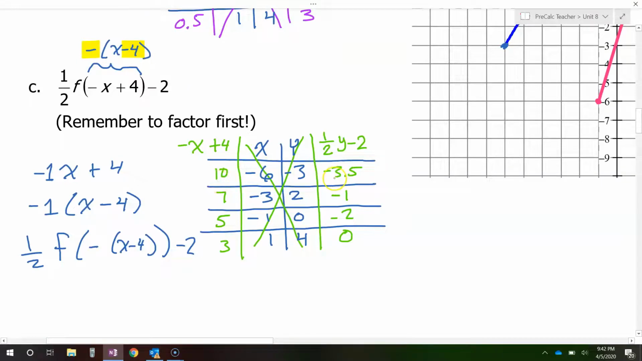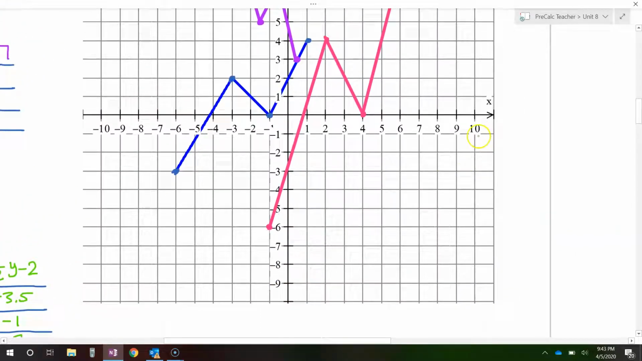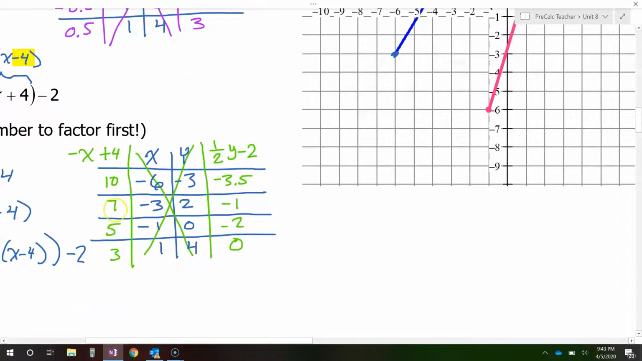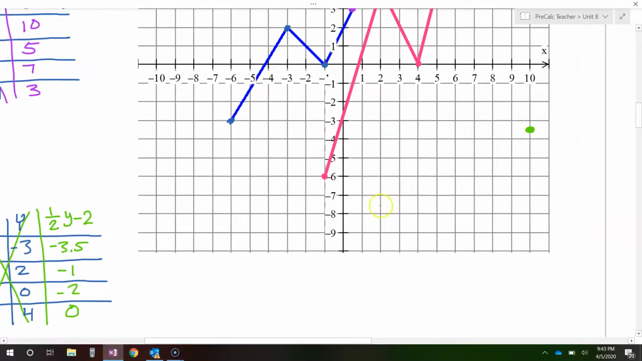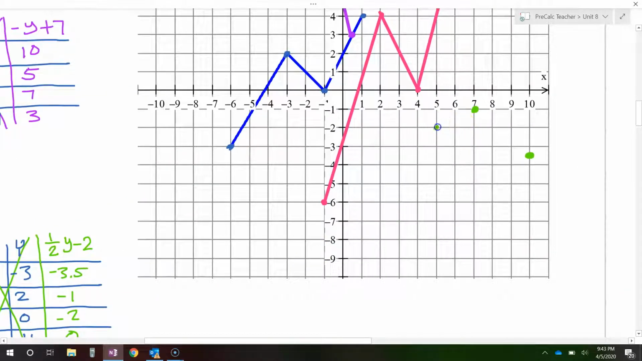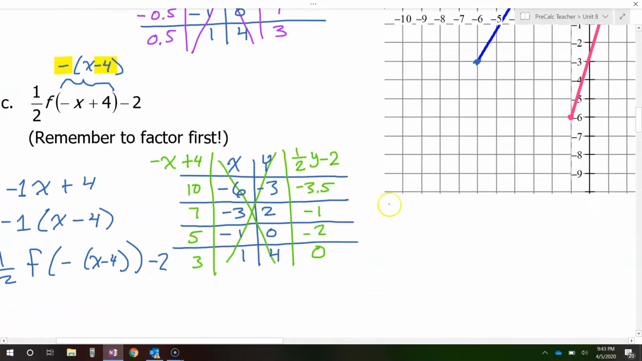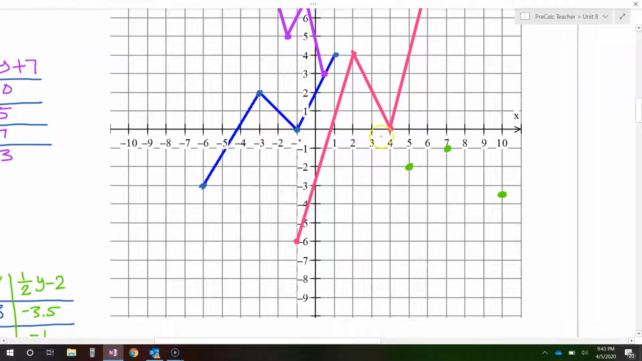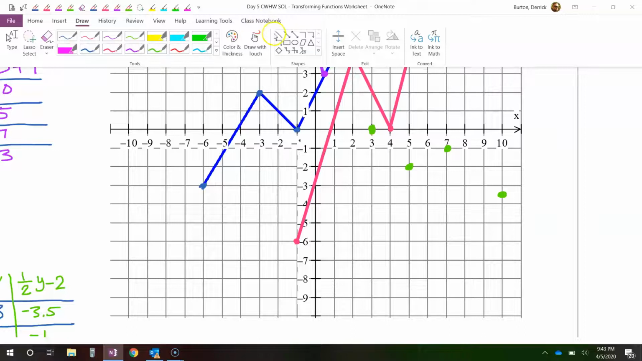So we can throw these out, and now we can graph the green numbers. Okay, so 10, -3.5. All right, so here we have 10 and negative 3.5 would be right here. 7 comma negative 1 is right here. 5 negative 2 is right there. And 3 0 is going to be right here. And we'll connect the dots and we'll be done.